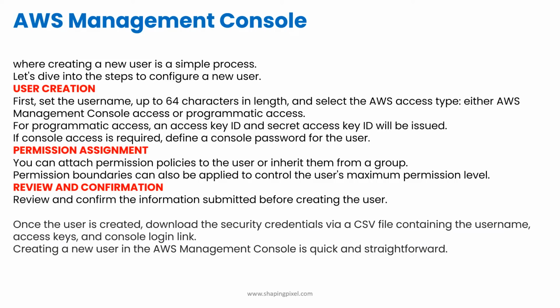AWS Management Console, where creating a new user is a simple process. Let's dive into the steps to configure a new user. First, set the username up to 64 characters in length and select the AWS access type, either AWS Management Console access or programmatic access. For programmatic access, an access key ID and secret access key ID will be issued.